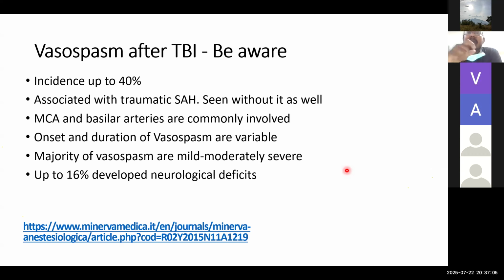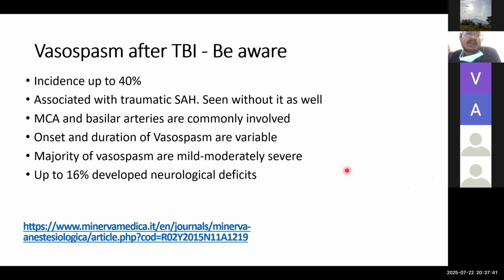So what made a difference is the awareness of vasospasm happening in traumatic brain injury. To talk about it, the incidence is up to 40%. It is most often associated with traumatic SAH. Let me tell you that traumatic SAH is the most common cause of SAH and the most common finding in moderate to severe TBI. Whenever traumatic SAH is present along with other lesions, it gives a comparatively bad prognosis.